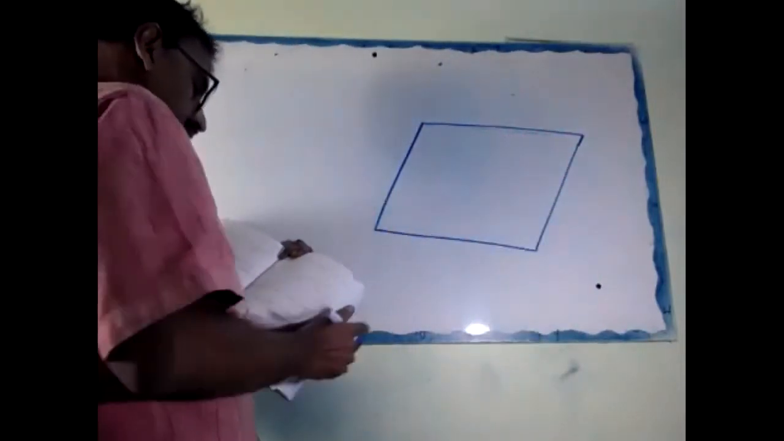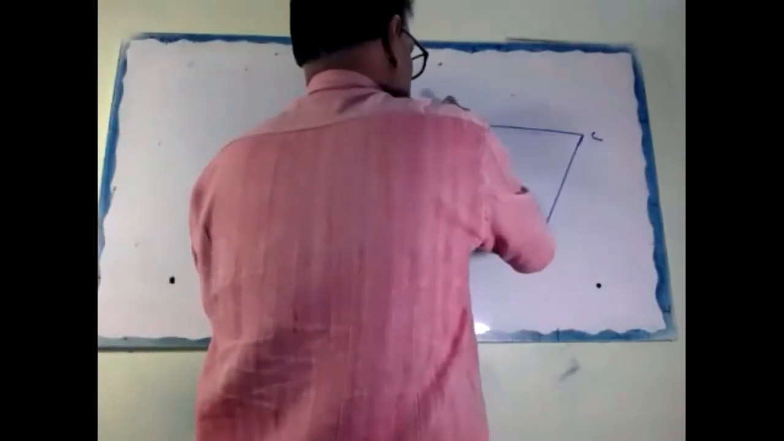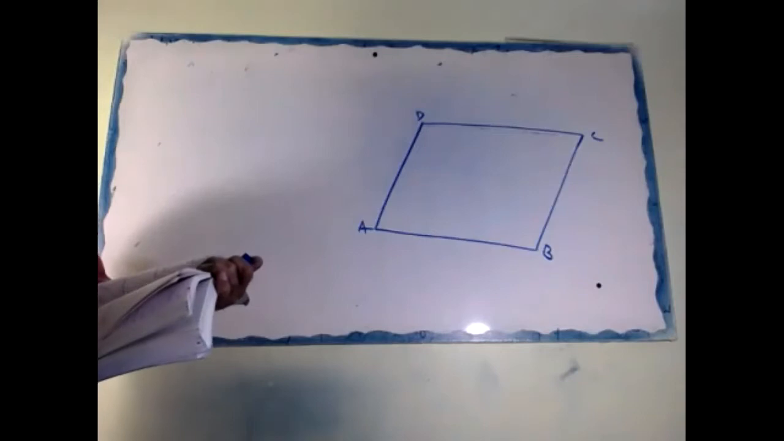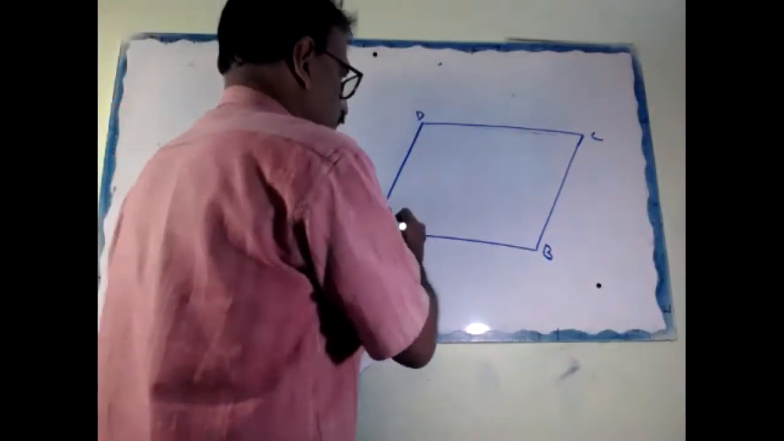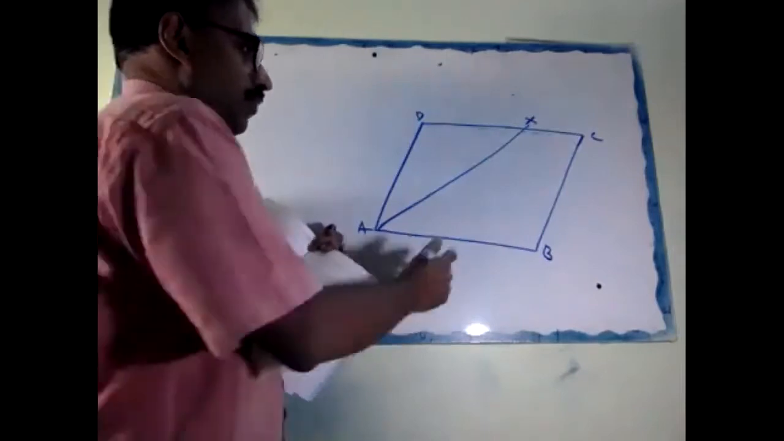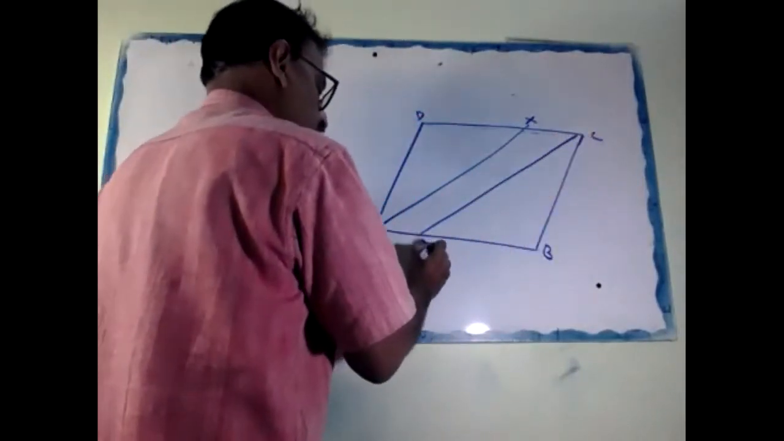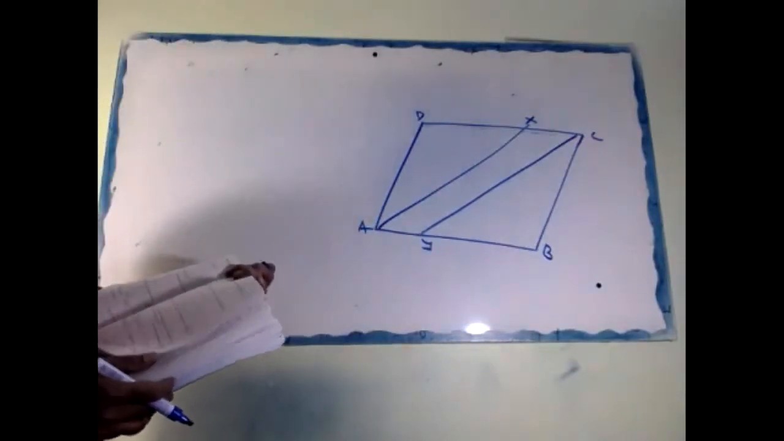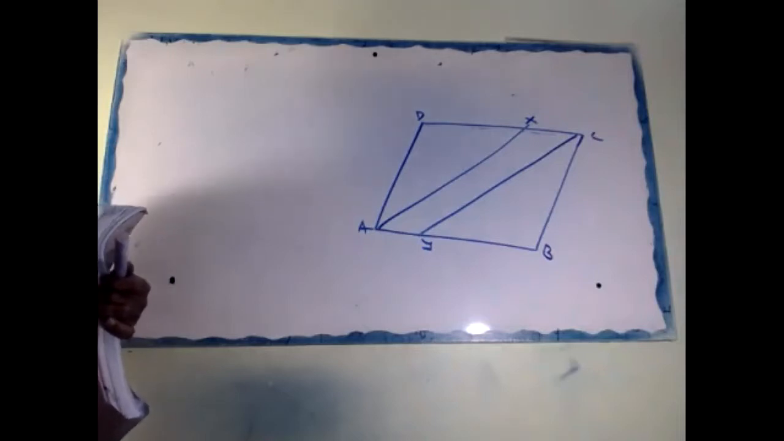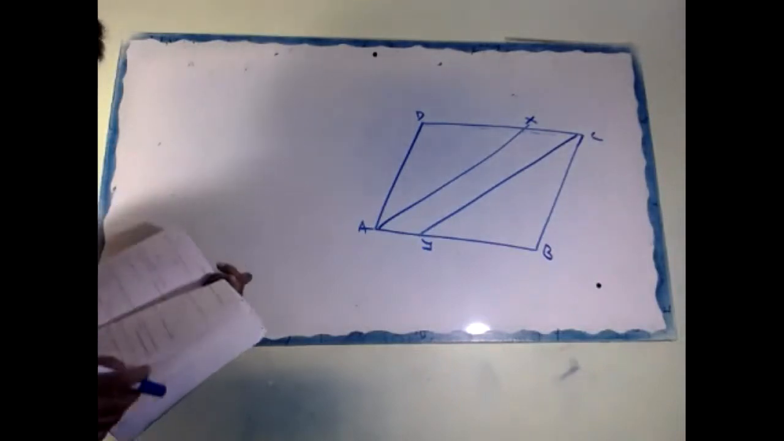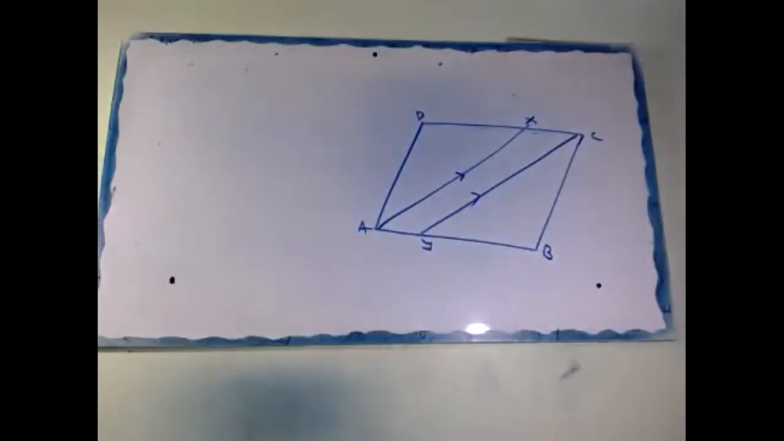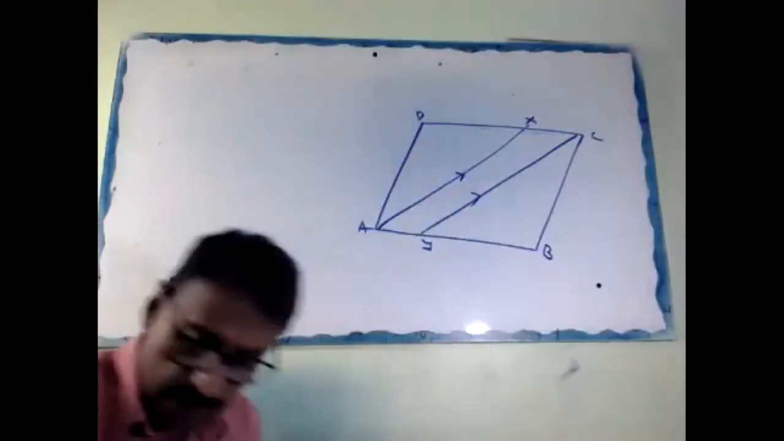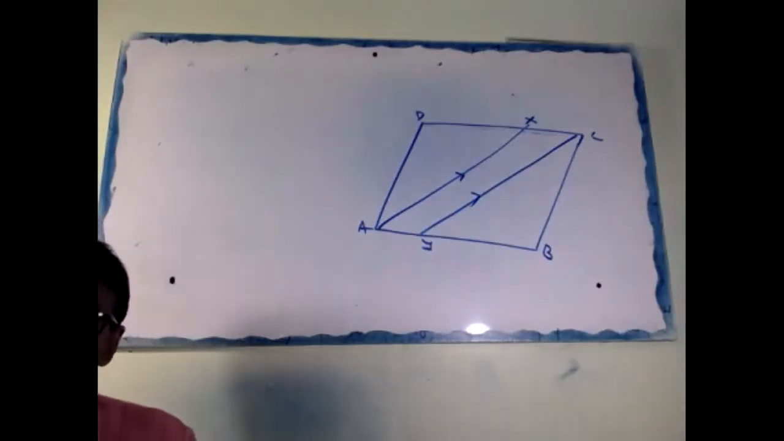Okay, listen. ABCD is a parallelogram. Line segments AX and CY bisect the angles A and C. Prove that AX is parallel to CY.